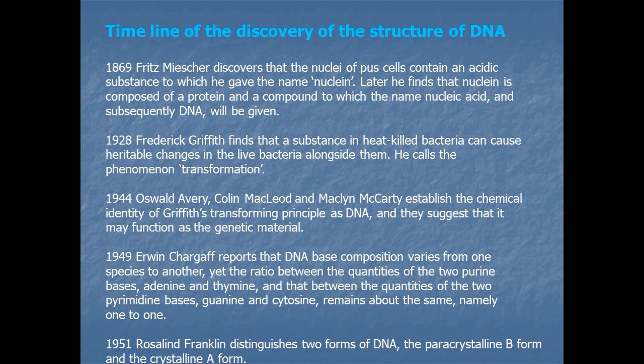In 1949, Erwin Chargaff reported that the DNA base composition varies from one species to another. Yet the ratio between the quantities of the two purine bases, adenine and thymine, and between the quantities of the two pyrimidine bases, guanine and cytosine, remains about the same, namely 1 to 1. That's one of the greatest achievements. In 1951, Rosalind Franklin distinguished two forms of DNA, the paracrystalline B form and the crystalline A form.